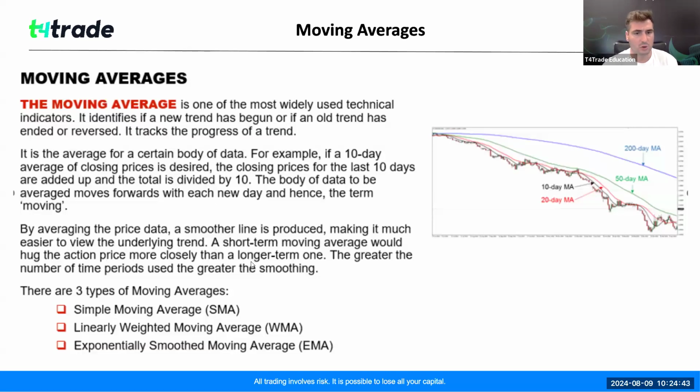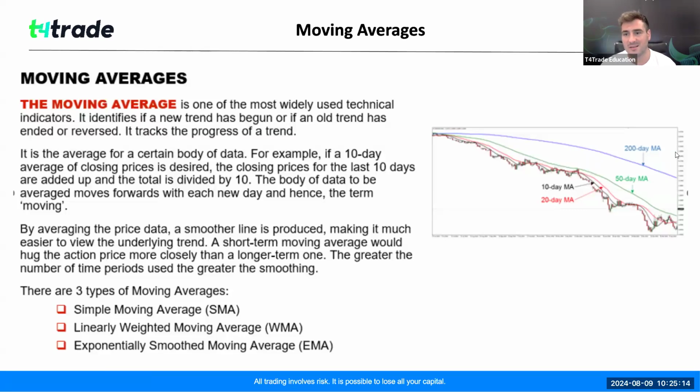Okay, so a short-term moving average would hug price action much more closely than the longer-term one. Obviously, longer-term price and longer-term moving averages compile much more information, giving you a higher average most of the time, or lower depending on where the market is going. And the longer the line, the greater the number of time periods used, the greater the smoothing. You can look at the right-hand side where you have this visual illustration.